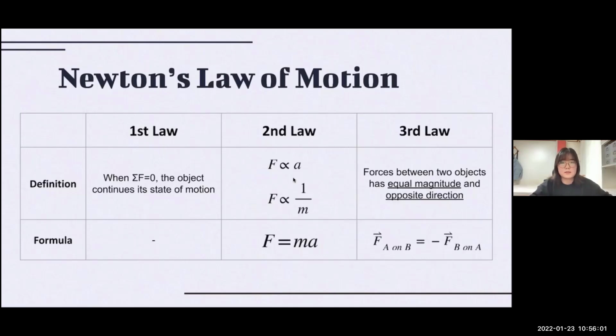The third and last law is the law of action-reaction pairs. I have told you that force is an interaction between two objects. So if objects A and B interact, the force of A on B has an equal magnitude but opposite direction of the force of B on A.